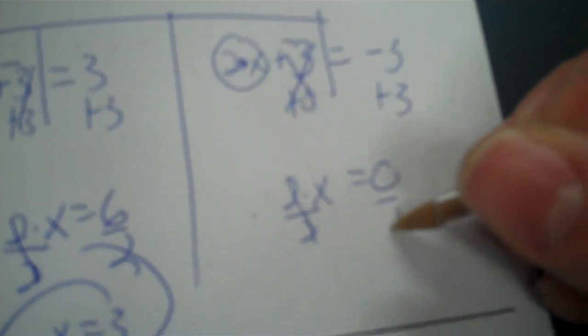Then over here you've got times and minus, so plus negative. So you take out your negative 3 by adding 3. Now negative 3 plus 3 is 0. So I divide each side by 2, and x equals 0. So those are your two solutions, 3 and 0.